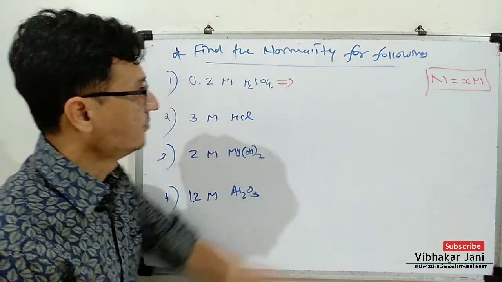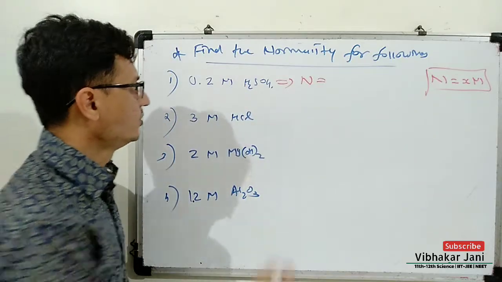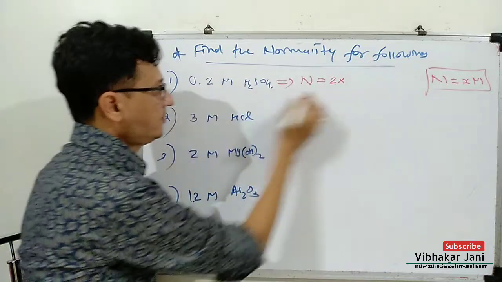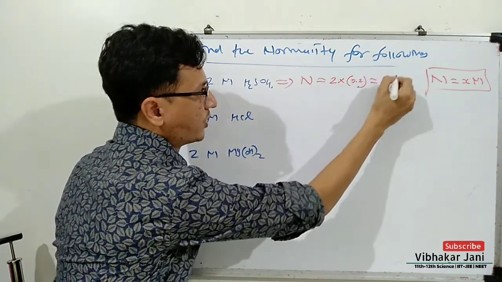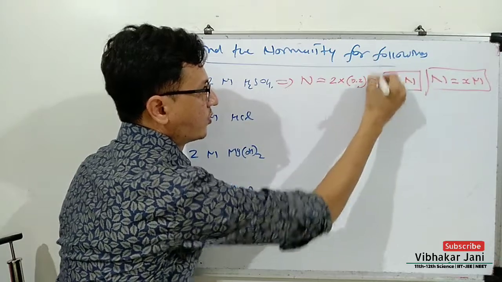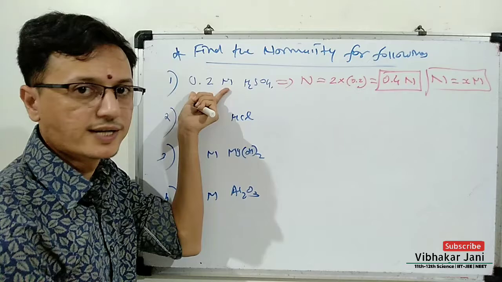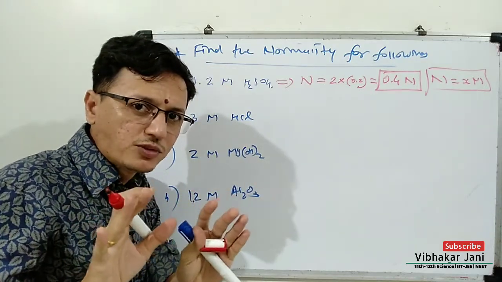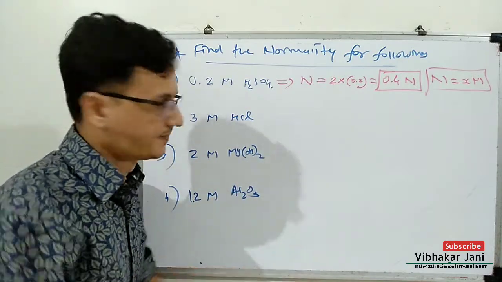So here, if you want to find normality, then it will be equal to XM, that means 2 multiplied by M. What is M? Here it is 0.2. So 2 multiplied by 0.2 is 0.4 normal. This is the normality of 0.2 molar sulfuric acid solution. It is very easy. If you have any doubt or confusion, then please revise this video and watch it again.